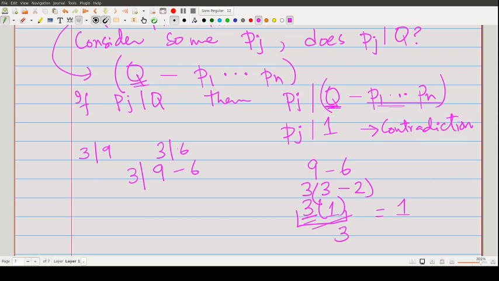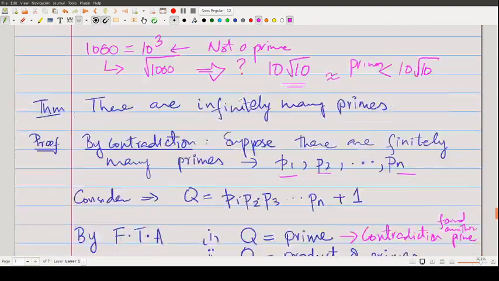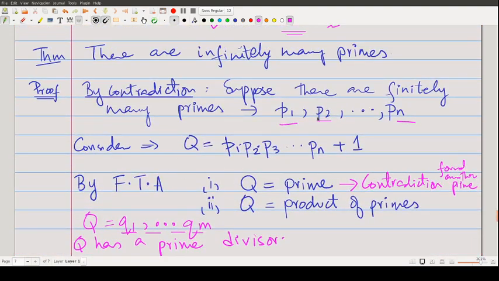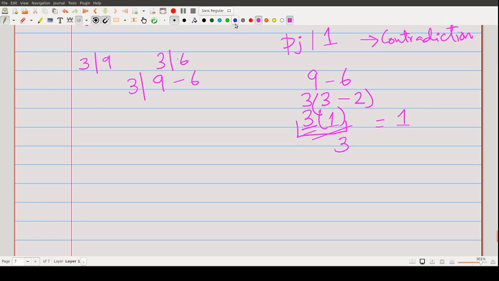Okay, is that clear? And so the contradiction is that there are finitely many primes, and so the result we prove is that there are infinitely many prime numbers. Okay.